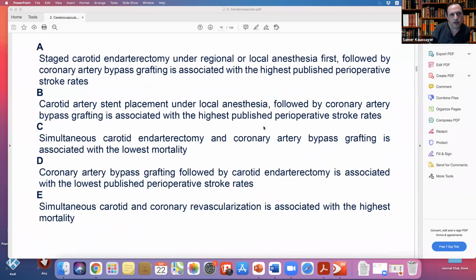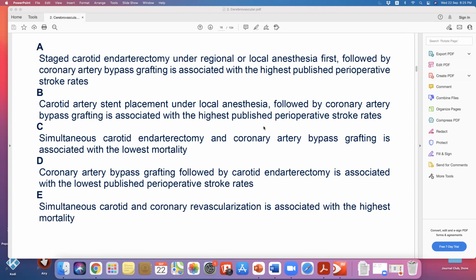Option A: staged carotid endarterectomy under regional or local anesthesia first, followed by coronary artery bypass grafting, is associated with the highest published perioperative stroke rate. I'm saying the published data is different from what Ali and I talk about in real life. The published data showed it has the lowest perioperative stroke rate.